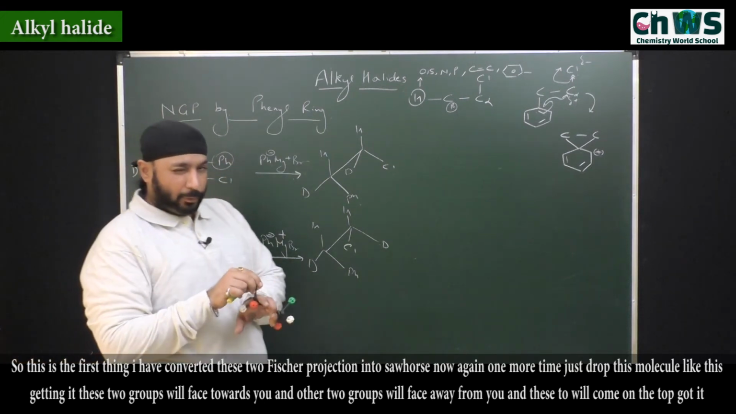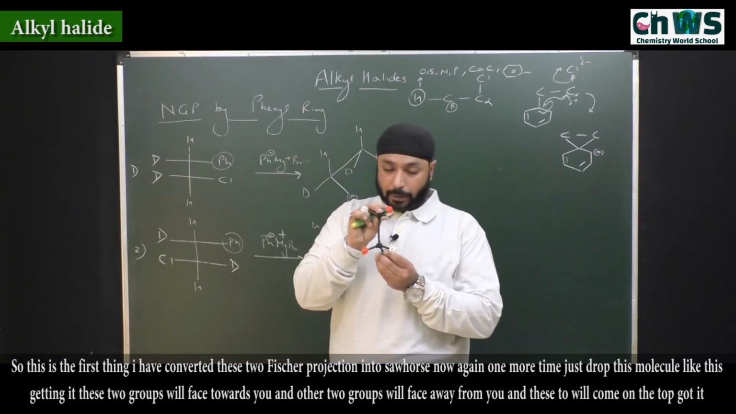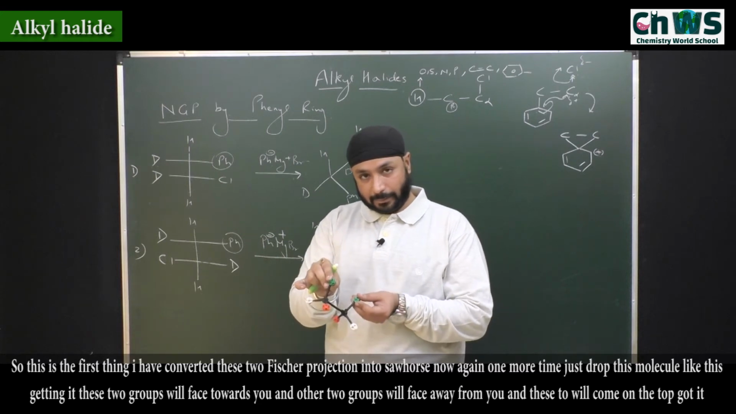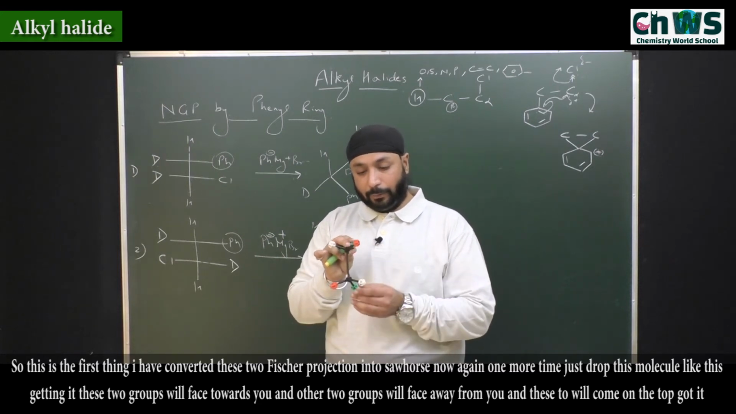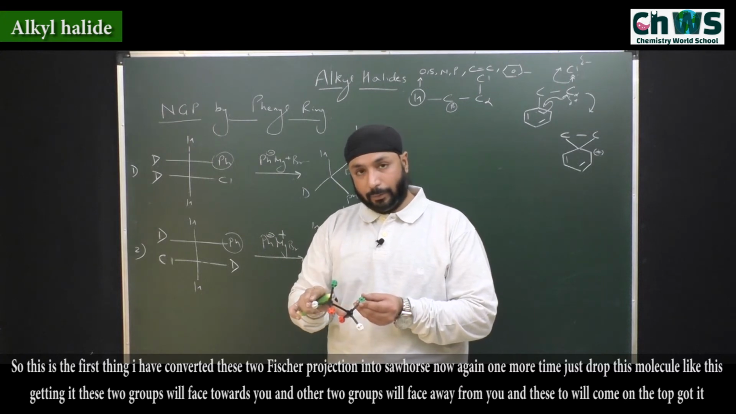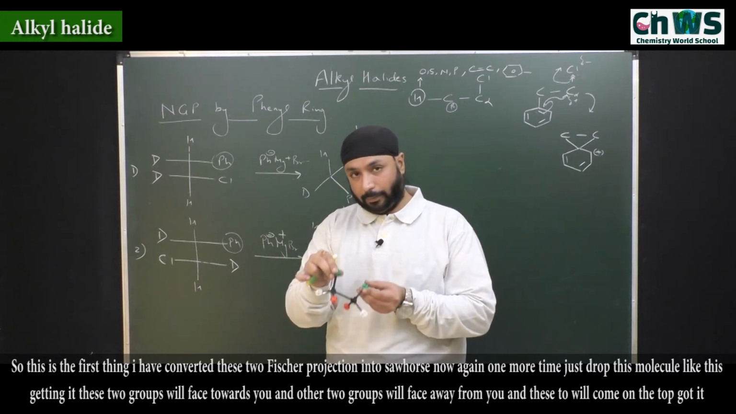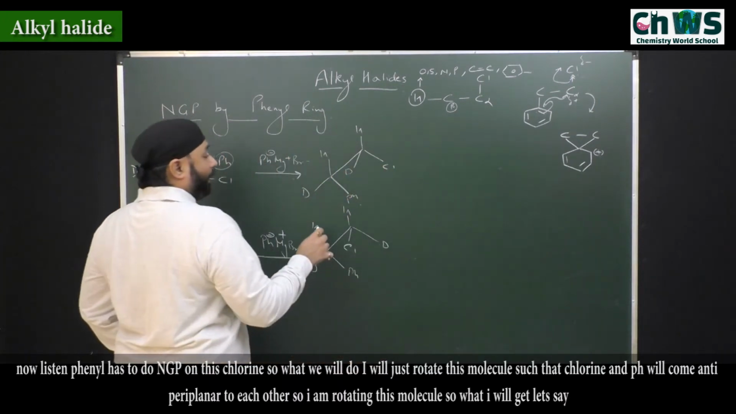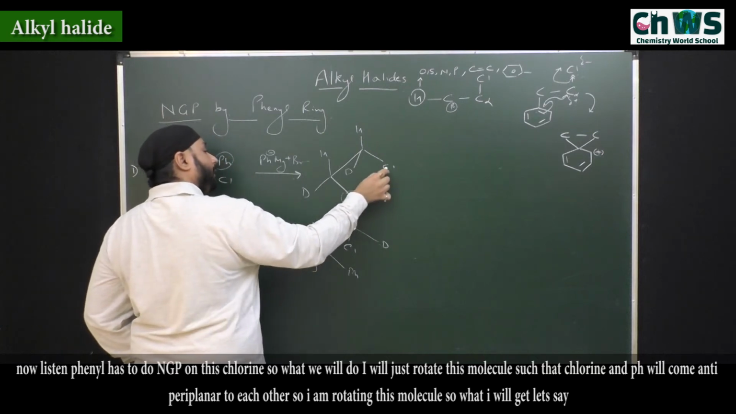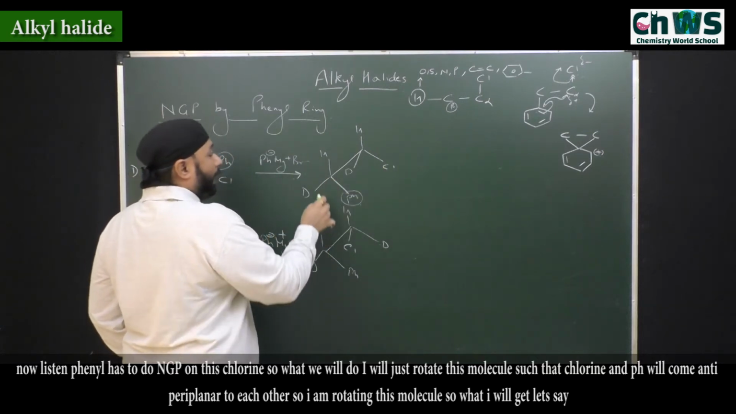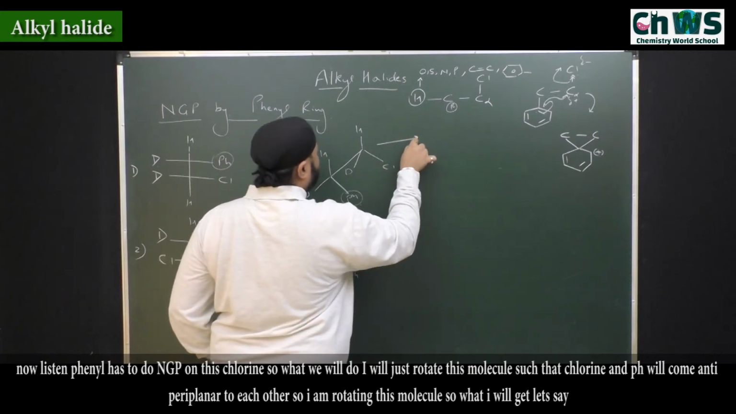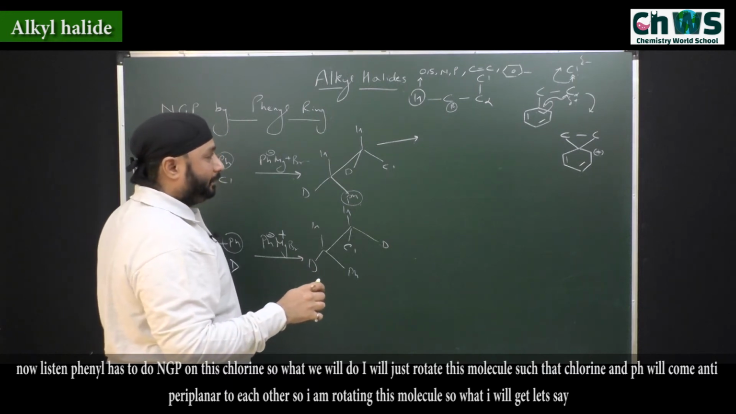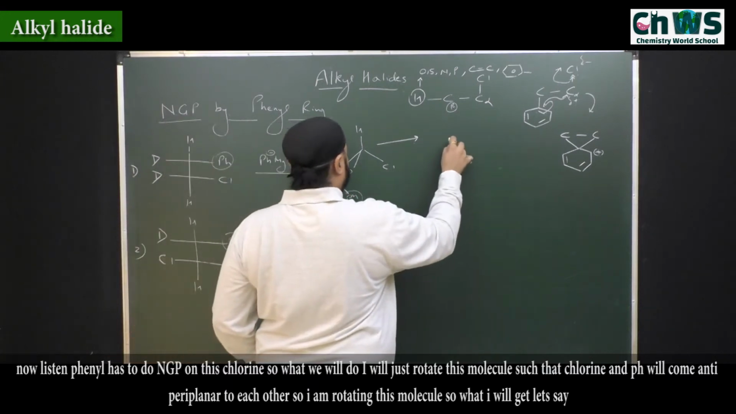How? Again, one more time. Just drop this molecule like this. Getting it? These two groups will face towards you, other two groups will face away from you, and these two will come on the top. Got it? Now listen. Phenyl has to do NGP on this chlorine. So what we will do, I'll just rotate this molecule such that chlorine and Ph will come anti-periplanar to each other, right? So if I'm rotating this molecule, then what will I get?